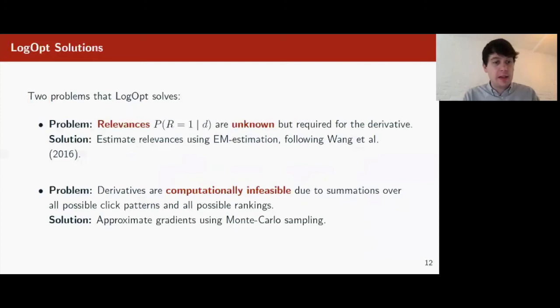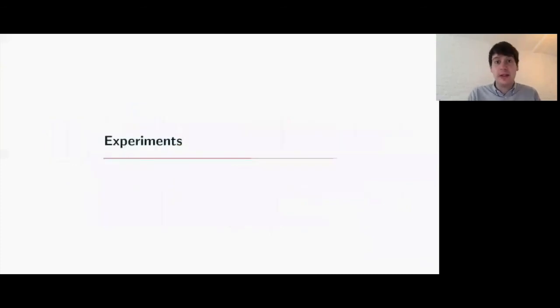The other problem is that these derivatives are computationally infeasible. We have to sum over all possible click patterns, all possible rankings. That's not doable in any sort of normal amount of time, but you can approximate these gradients with Monte Carlo sampling very easily. Let's look at the experiments.